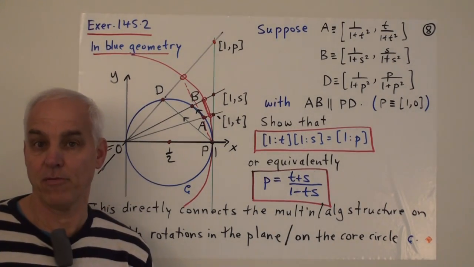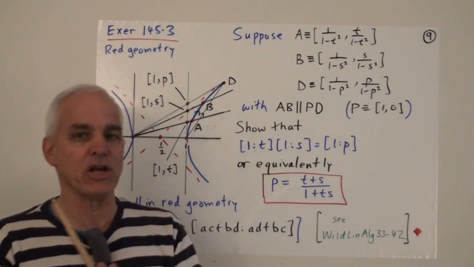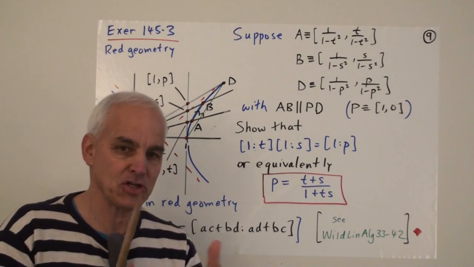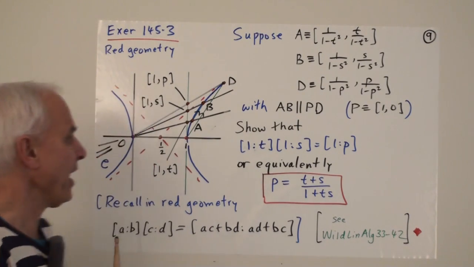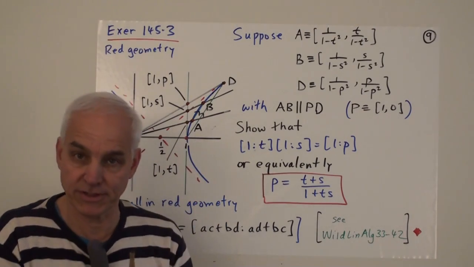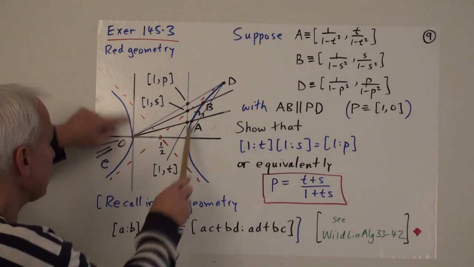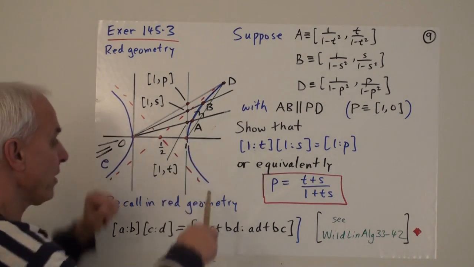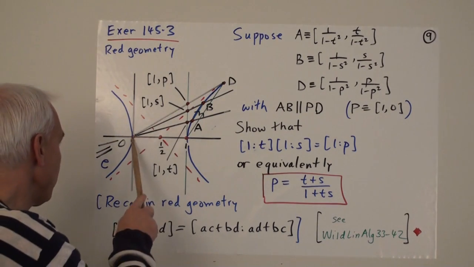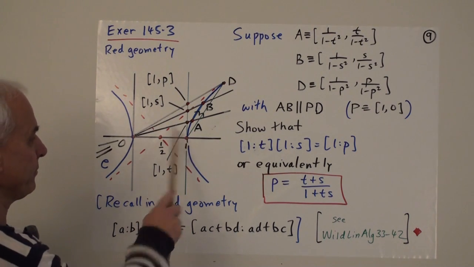All right, now let's look at the same thing, the parallel situation in the red geometry, which connects to the Einstein relativistic addition of velocities, and rotations in the hyperbolic setting, so-called Lorentz boosts. So here is our red geometry, and here is our core circle in the red geometry, x squared minus y squared equals x, going through the origin 0 and also this point P here.